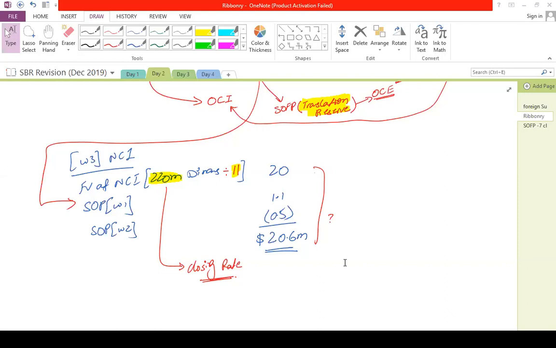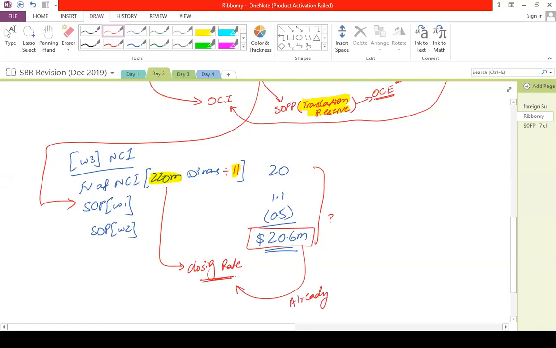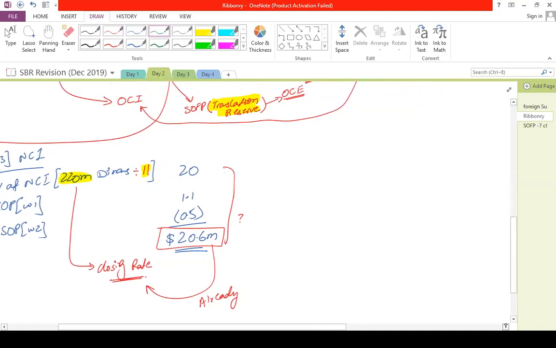Actually, the reason is quite great if I tell you. The value of 20.6 is already at the closing rate. How? Now that's the question, how? And the answer is pretty simple and an interesting one.